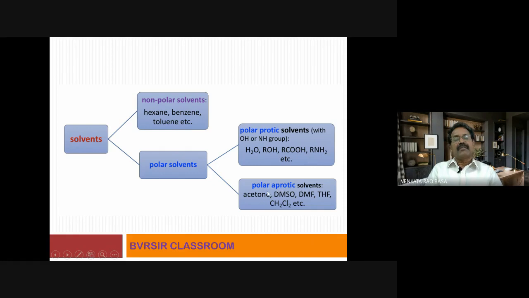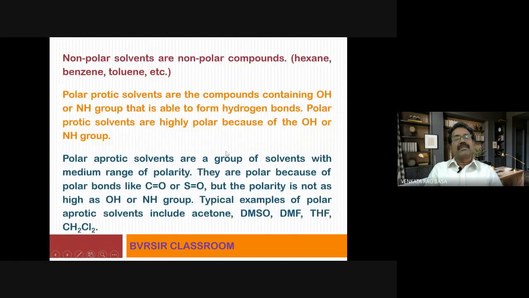Polar aprotic solvents. Examples: acetone, DMSO, dimethyl sulfoxide, DMF, THF, CH2Cl2, etc. You will also observe the structures in due course of time. Non-polar solvents are non-polar compounds. They don't have polarity due to lack of difference in electronegativity between the bonding atoms. They may be hexane, benzene, toluene.